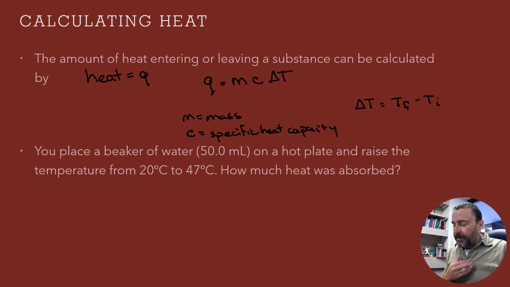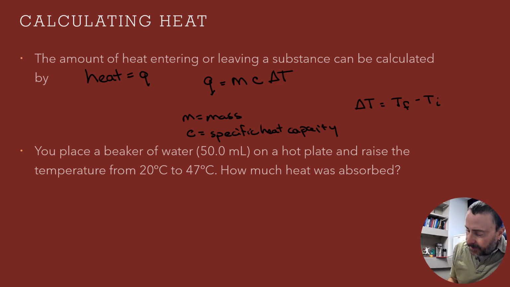So here we're going to place a beaker of water, which is 50 milliliters, on a hot plate and raise its temperature from 20 to 47 degrees Celsius. How much heat was absorbed? We needed to absorb heat because the temperature went up in this case. While temperature and heat are not the same thing, they are interrelated via this equation, as you notice.